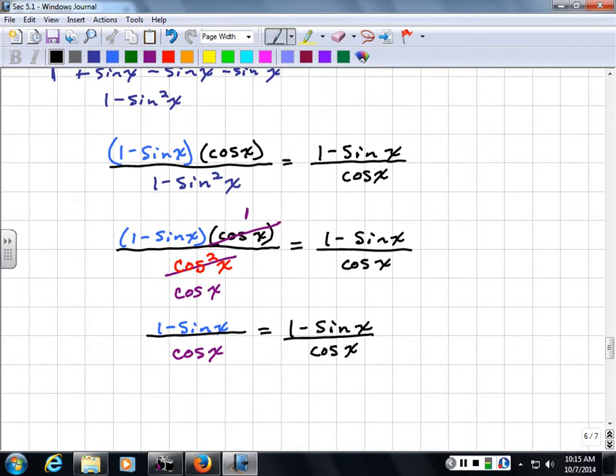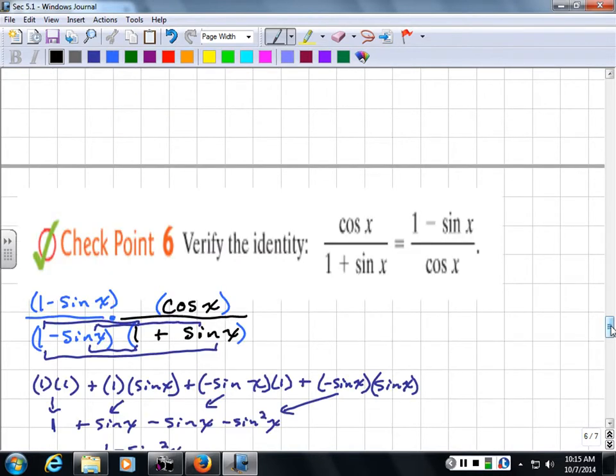Okay, if I look at this, I've got 1 minus sine x over cosine x. If I multiply the numerator by 1 plus sine x and the denominator by 1 plus sine x, the numerator is going to end up being 1 minus sine squared x, which is cosine squared x, over the denominator, which will be cosine x times 1 plus sine x. One of the cosines will cancel out, leaving me with cosine x over 1 plus sine x. In this case, it didn't matter which side I started on. But I still got to use that concept of conjugates.